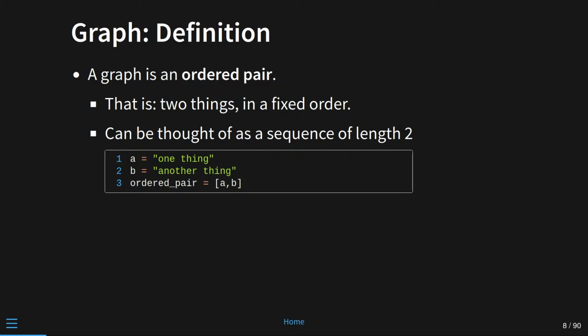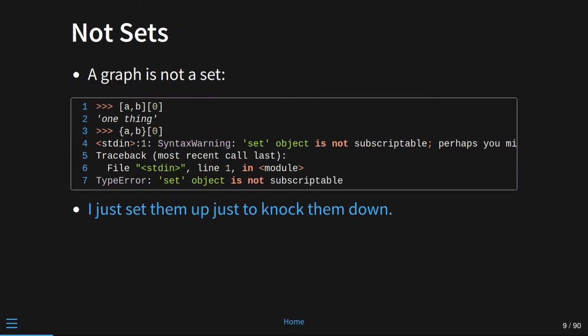That is 2 things in a fixed order. It can be thought of as a sequence of length 2. If you are extremely into Python, you're probably thinking of it as a list of length 2. What is the problem with Python? The problem with Python is it is not formal mathematics. And it cheats a little bit because it has built-in lists, so we're going to build our own thing.